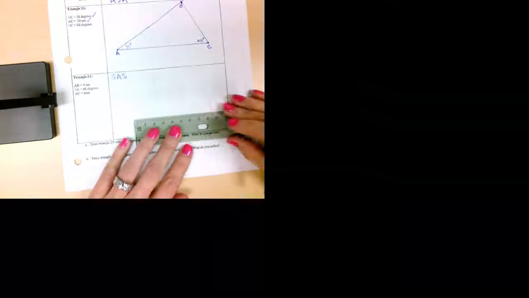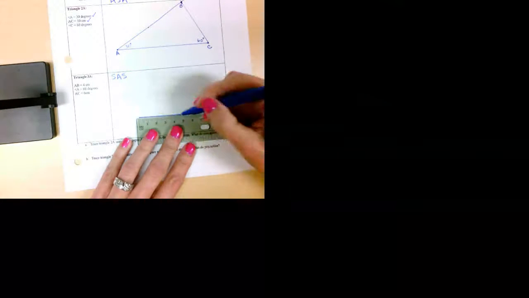On the problem that we're going to do now, we're given side, angle, side. So I'm going to start with my largest side, which happens to be AC. And you do not have to start with your larger side. That's just kind of my rule of thumb. So AC is 6 centimeters. I'm going to label my points. Very important that I label it AC since that's the one that I drew.